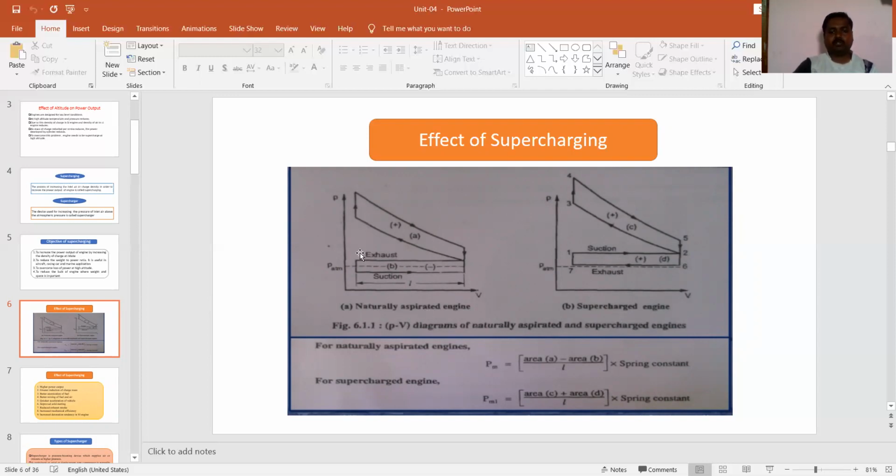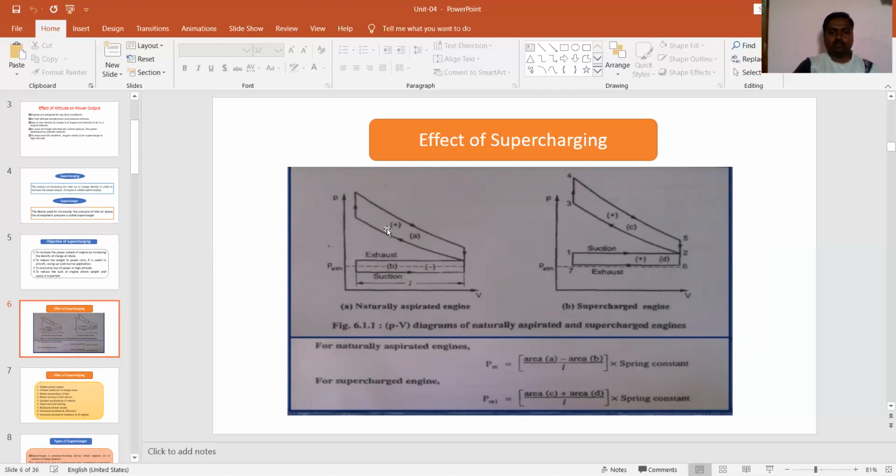Here the first diagram shows the pressure line and this is the volume line. Here P atmospheric, this dotted line, indicates the atmospheric pressure. The process starts from this point to this point, that is suction. Here the suction is carried out below the atmospheric pressure. Again the compression process, heat addition, expansion, and heat rejection process take place. Here part of area B is below the atmosphere, and all the other area is above the atmosphere.